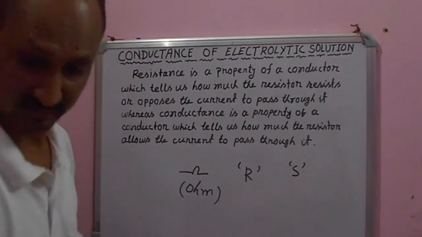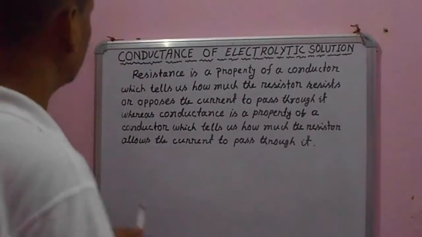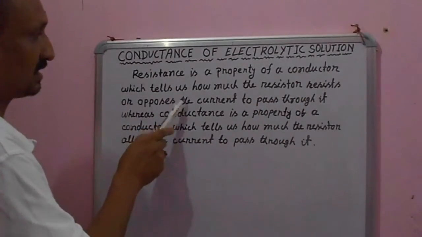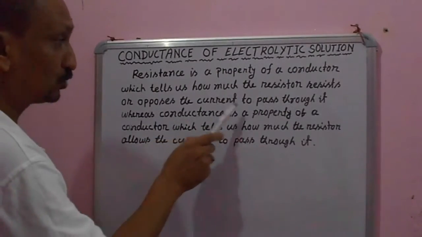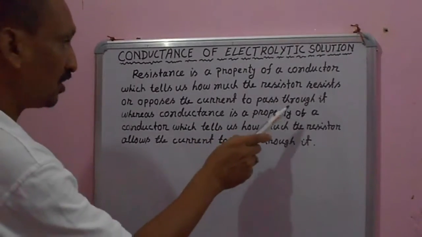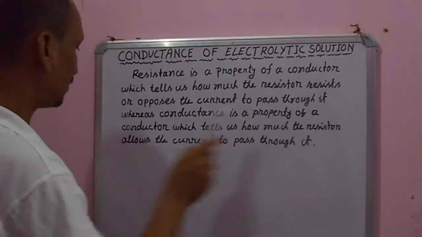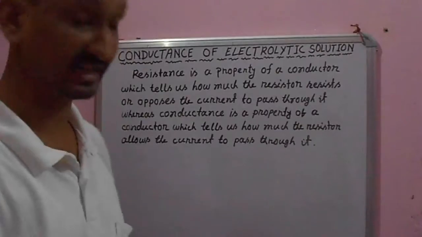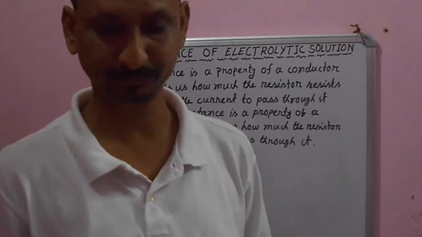So resistance is a property of a conductor which tells us how much the resistor resists or opposes the current passing through it, whereas conductance is a property of a conductor which tells us how much the resistor allows the current to pass through it. That means resistance and conductance are opposite to each other.